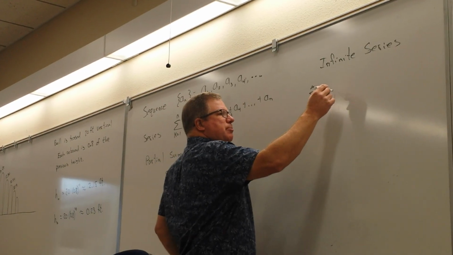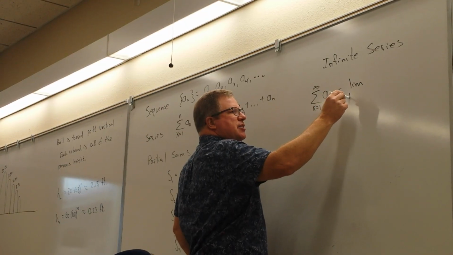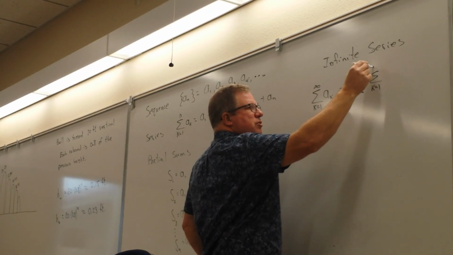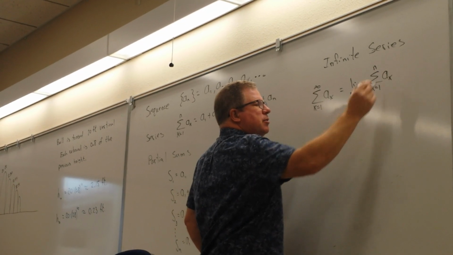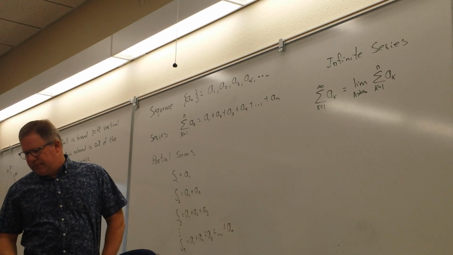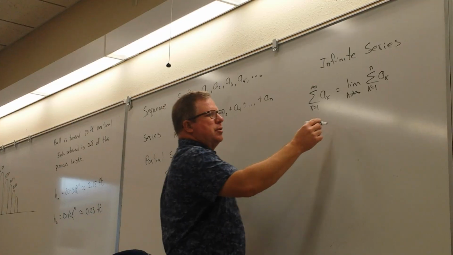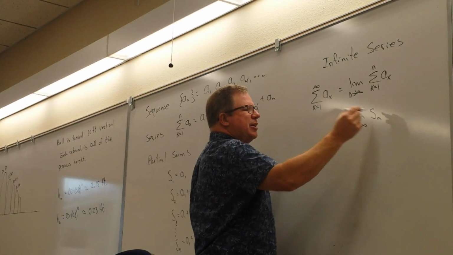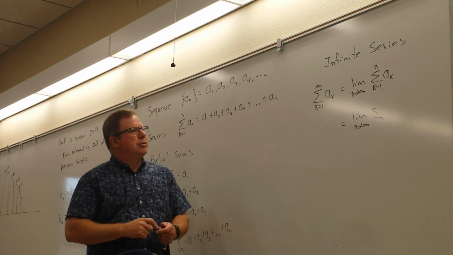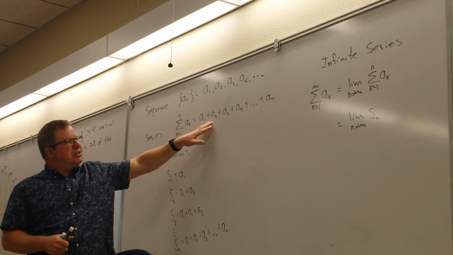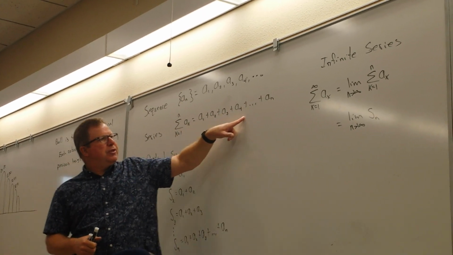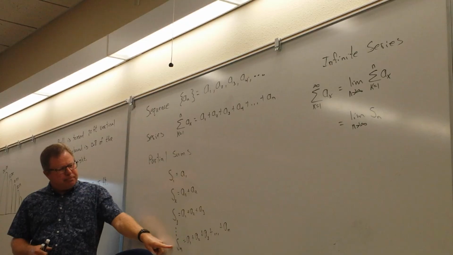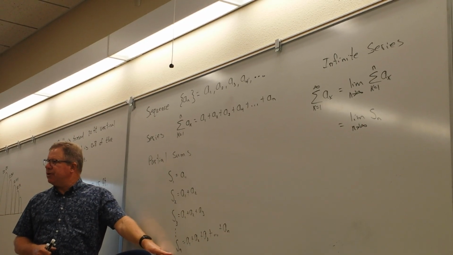That is the same thing as the limit as n goes to infinity of the sum as k goes from 1 to n of a sub k, which is equal to the limit as n goes to infinity of s sub n. So the infinite sum of a series like this will be the same thing as the limit of these partial sums as n goes to infinity.